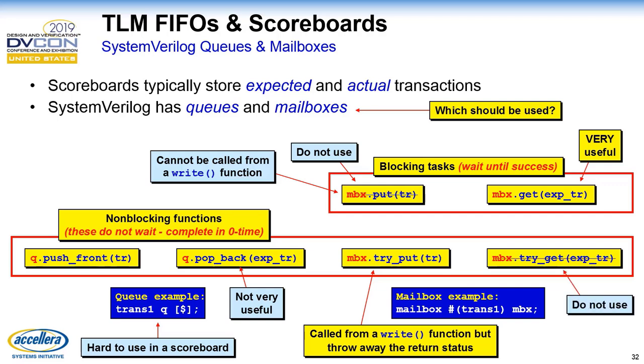And there is also a try get command to get something off the back end, but that's just about as useful as the pop back command on the queue. And so we typically don't use it because it doesn't wait till there's a transaction there to be retrieved.